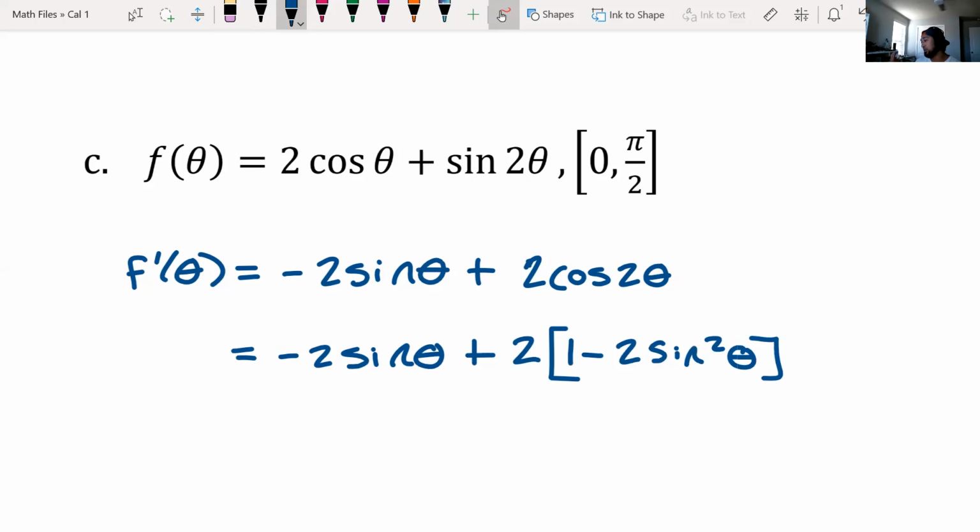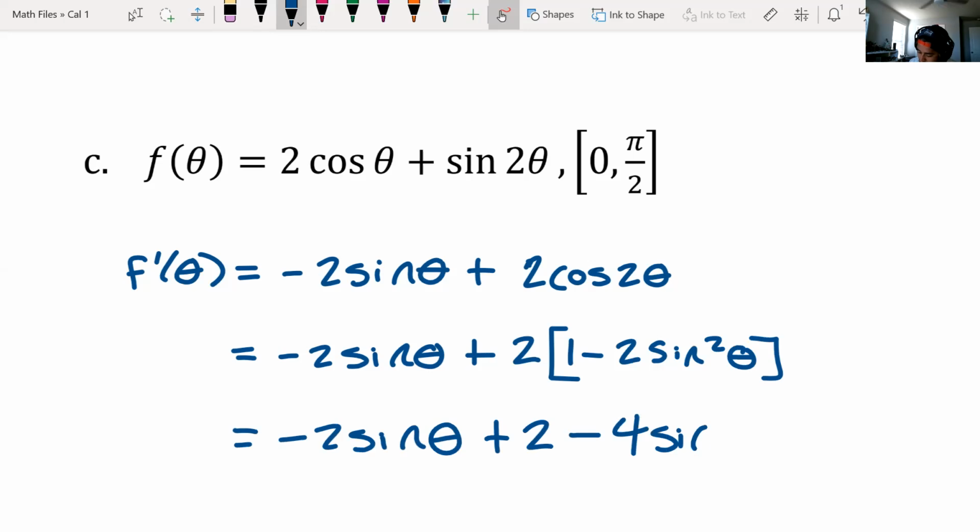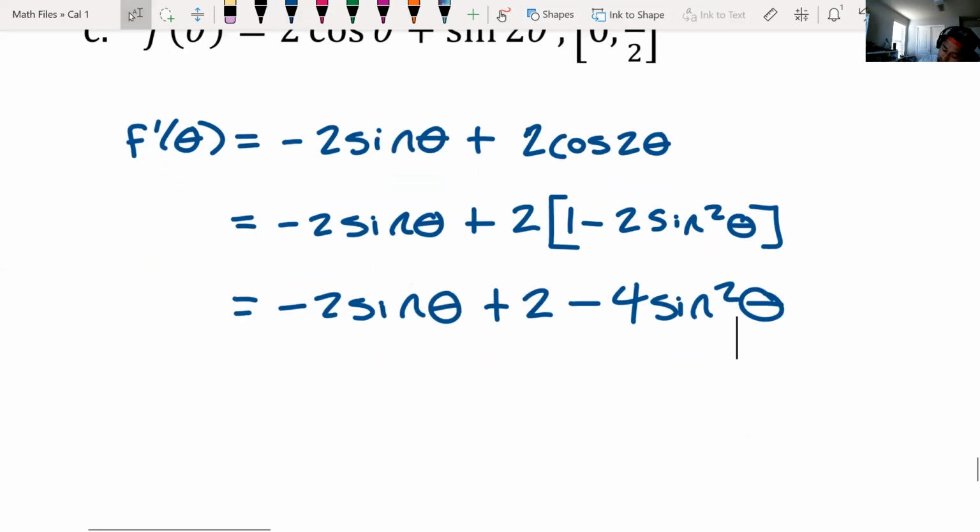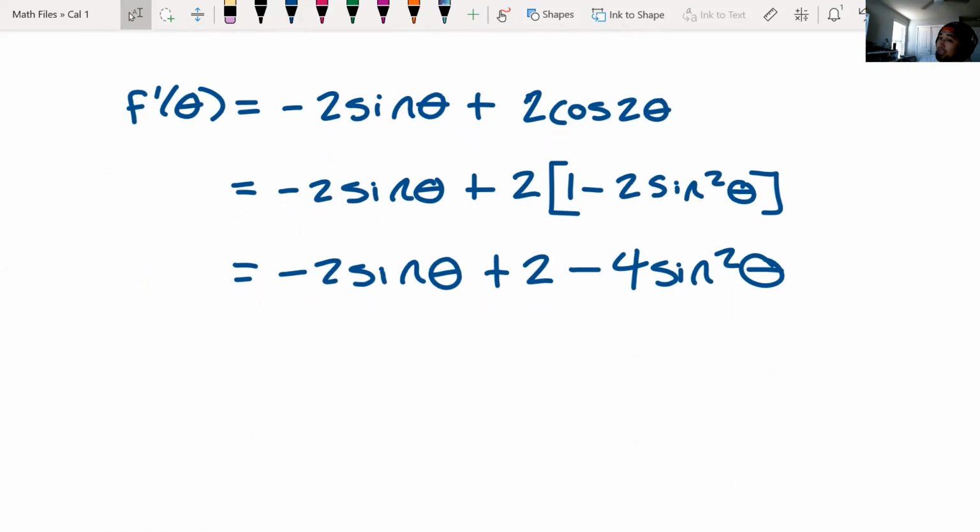All right. I figured everybody was on the computer or phone, so just type in the double angle formula for cosine. But you got it. You looked at your notes. Good. Okay, so now this puts everything in terms of sine: negative 2 sine theta plus 2 minus 4 sine squared theta. Marvelous. So now let's go ahead and set this equal to 0.